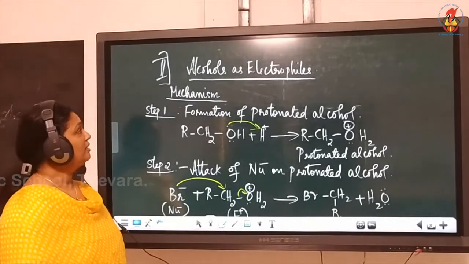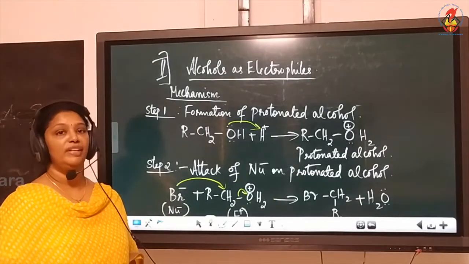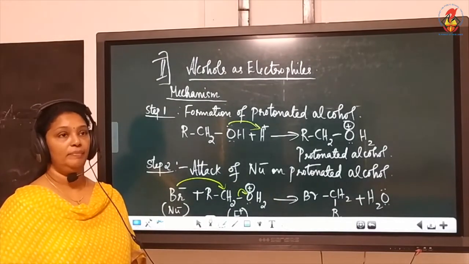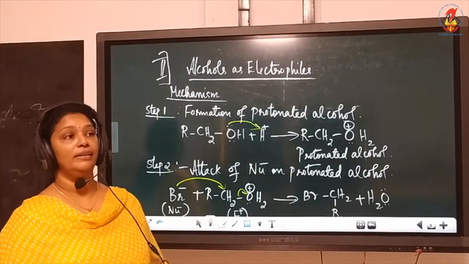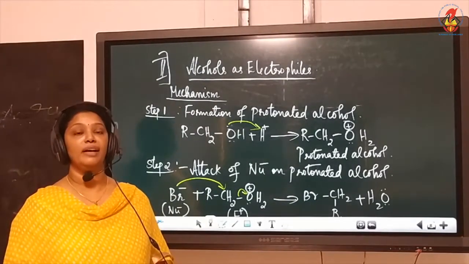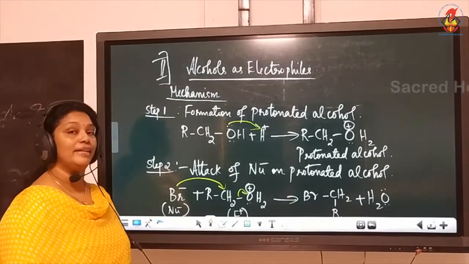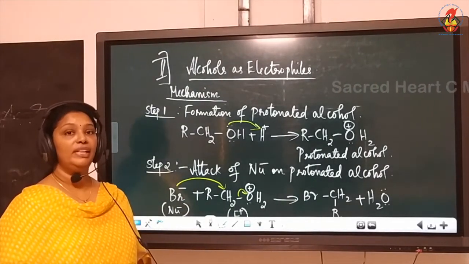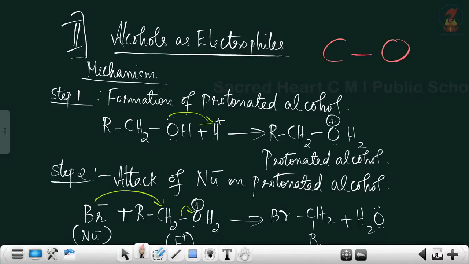Good morning, children. Today we are going to see the property of alcohol when it acts as an electrophile. We already discussed when alcohols act as nucleophile, the bond between oxygen and hydrogen is broken. Now, alcohols can also act as electrophiles. When they act as electrophiles, the bond between carbon and oxygen is broken.